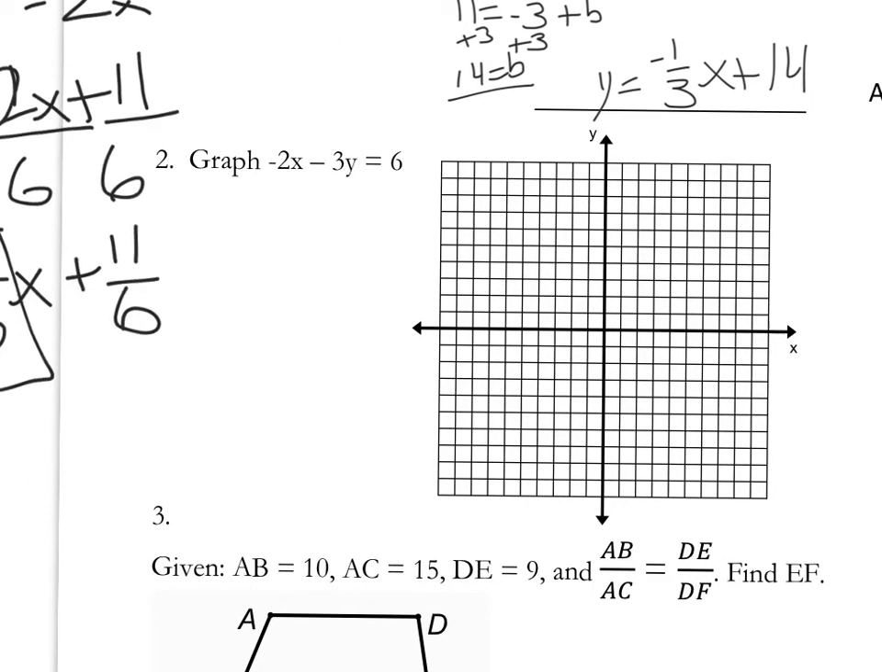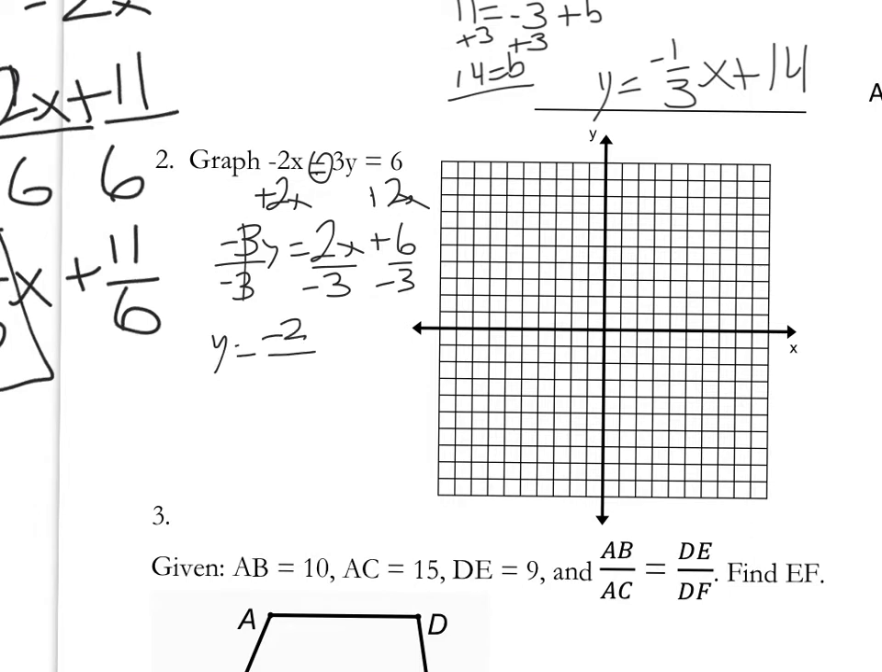Question 2, graph this line. Do the same thing. I need to get y by itself, so I'm going to add 2x to both sides. So I get negative 3y equals a positive 2x plus 6. Remember, this negative stays with the 3y. Divide the whole coefficient, so divide by a negative 3 to each term to get the y by itself.